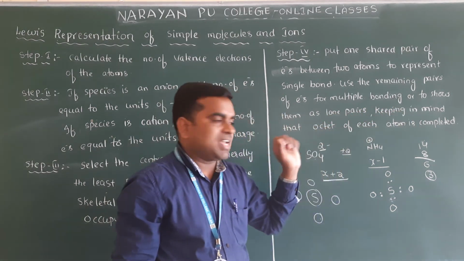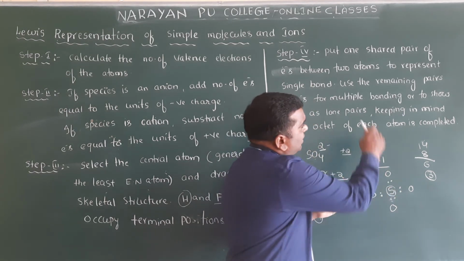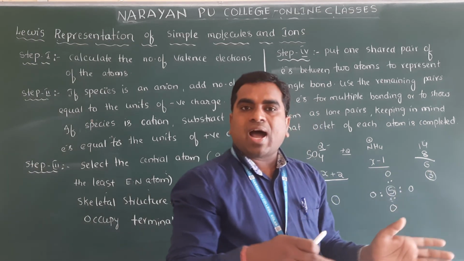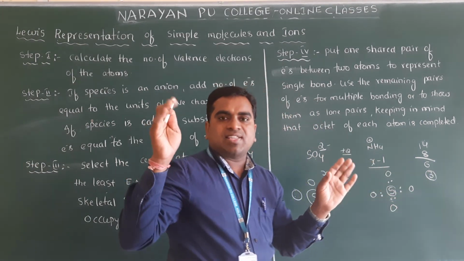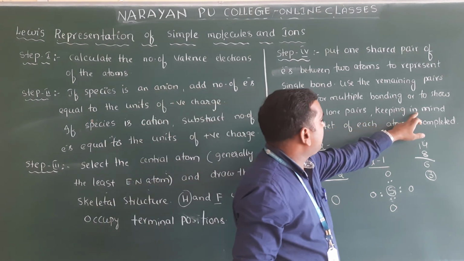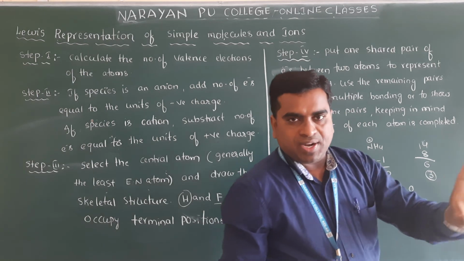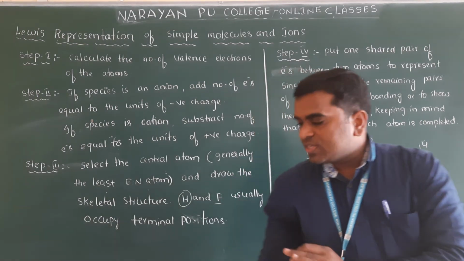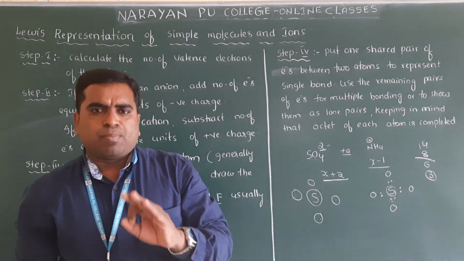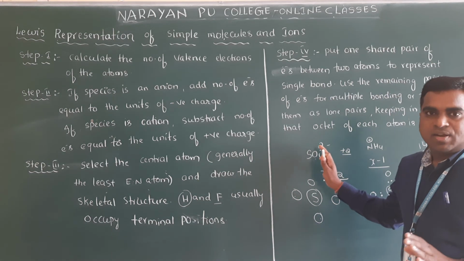You can put them on the central atom, and the remaining electrons you have to arrange for the multiple bond, or you can keep those as lone pairs. And remember one very important point, keeping in mind that the octet of each atom should be completed. So these are the 4 rules, and no problem if I take 1 or 2 examples. Then automatically you can easily understand.